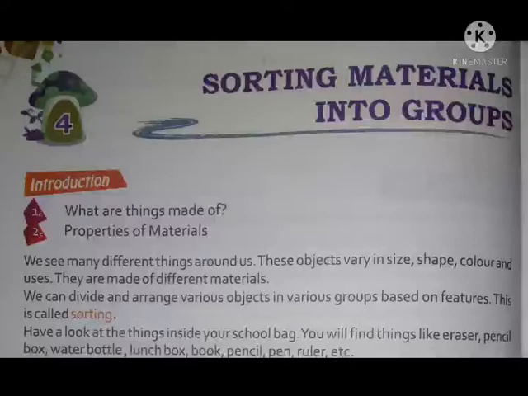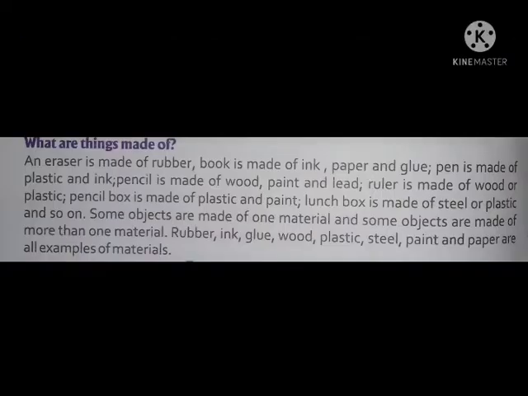Okay, have a look at the things inside your school bag. You will find things like eraser, pencil box, water bottle, lunch box, book, pencil, pen, ruler, etc. So in your school bag you carry different types of things, means you always carry eraser, pencil, books, paper or copies, right? Pen, ruler, etc. So all these things are different from each other in their sizes, in their shapes and color also. Okay, what are things made of?